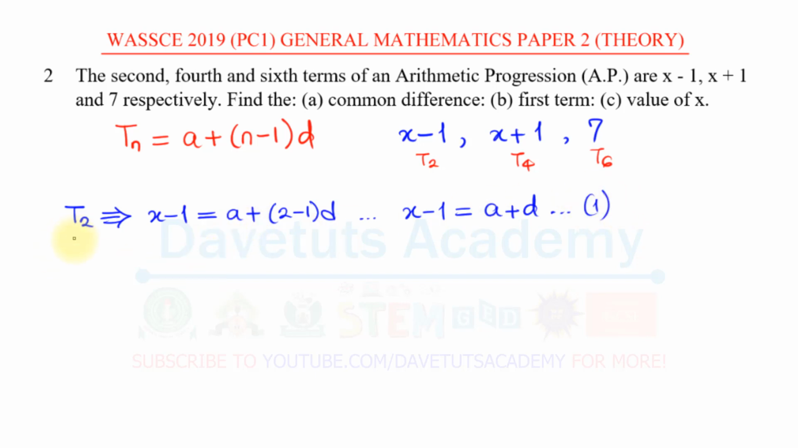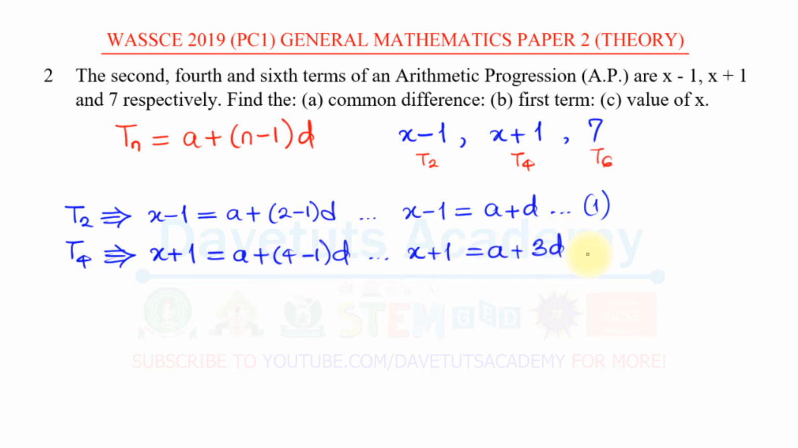Okay. So for the fourth term, T4, we have been given the fourth term as x plus 1. So this is x plus 1 is equal to, using this formula again, a plus, now n is 4 because we are looking at the fourth term. So I'm going to have 4 minus 1 multiplied by d. And if I simplify that, that means x plus 1 is equal to a plus, 4 minus 1 is 3, so I have 3 multiplied by d. I can call this the second equation.